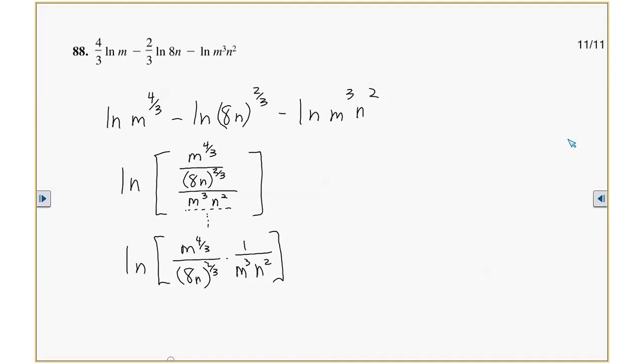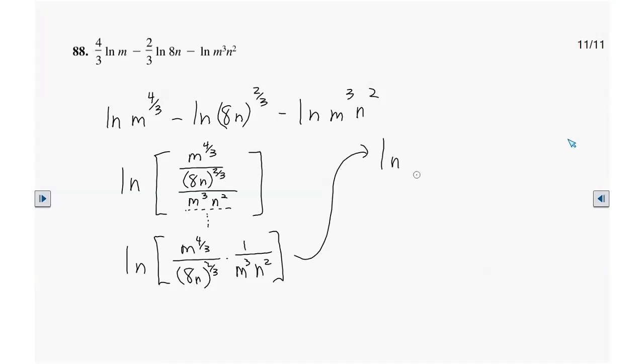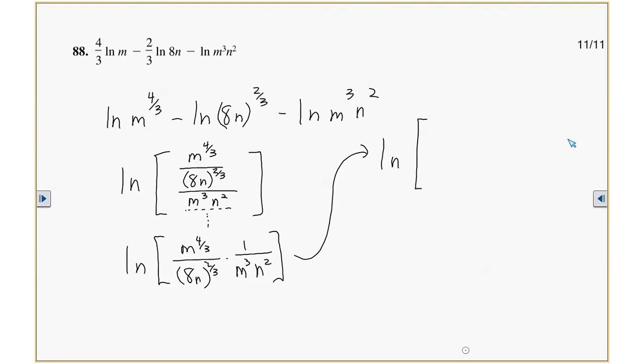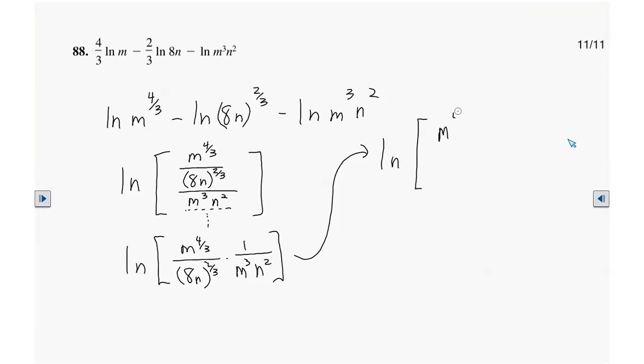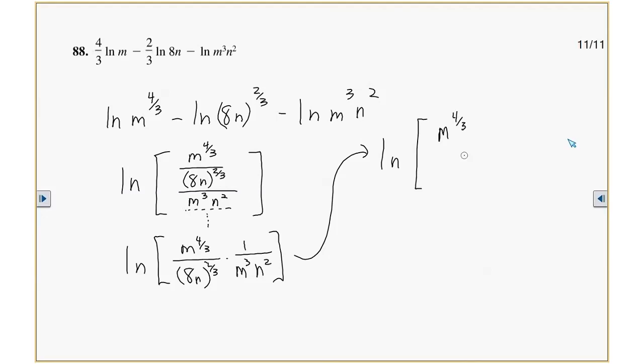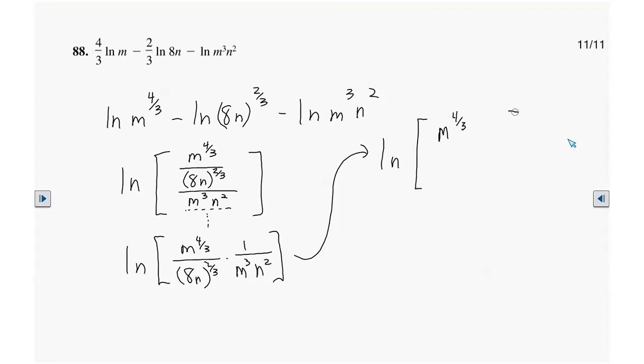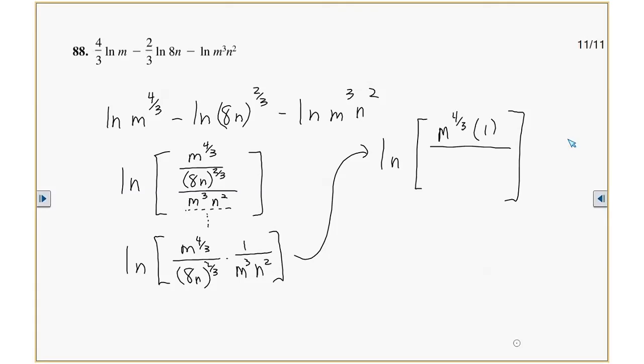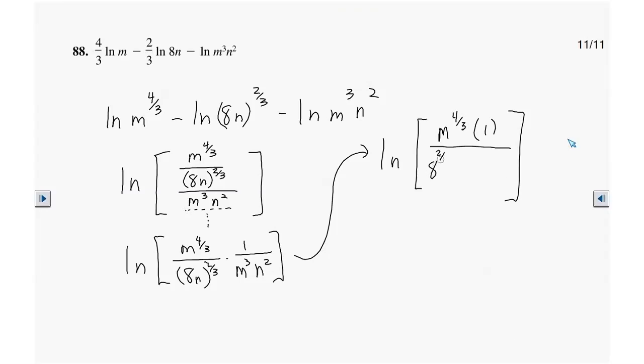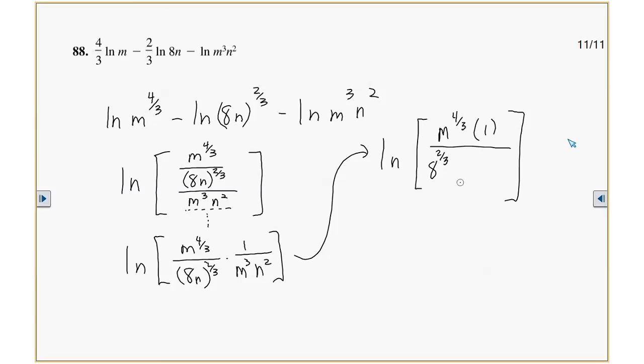So natural log of m to the 4/3 times 1, I'm just going to put 1 here, and then 8 to the 2/3, n to the 2/3, and then m cubed and n squared.